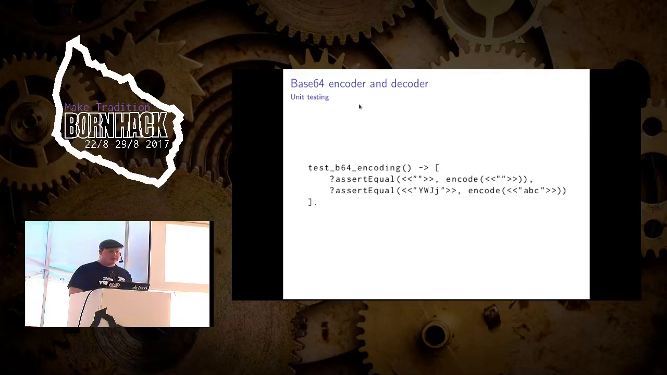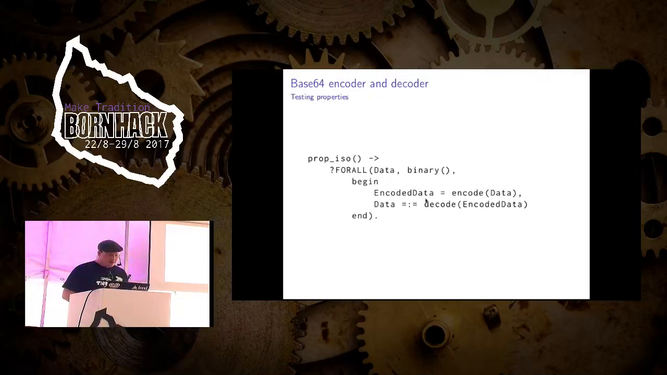This test is very similar to the decoding test, which is just doing the opposite. We know that decoding the empty string yields the empty string, and decoding YWJJ yields ABC. So we are starting to see some kind of symmetry between these two functions. These two tests look very, very similar to each other, and this is what we want to then look at.